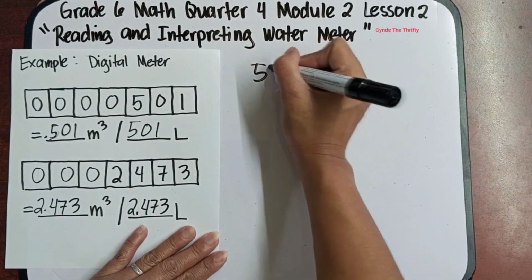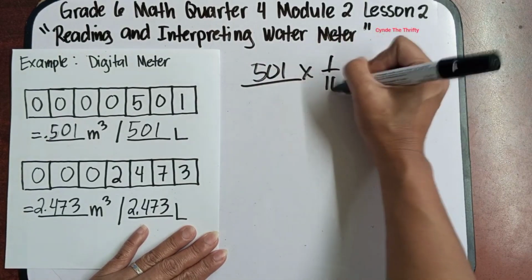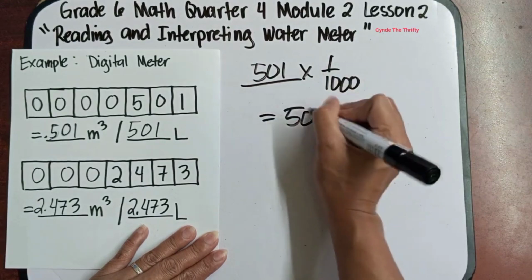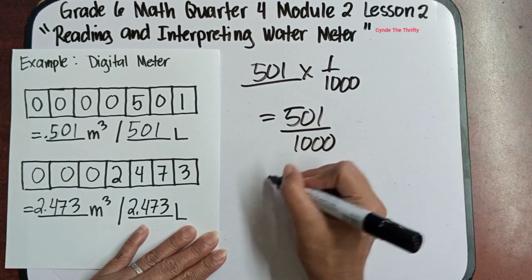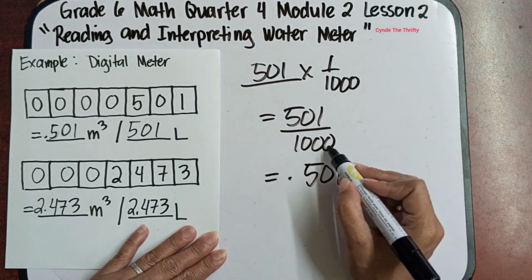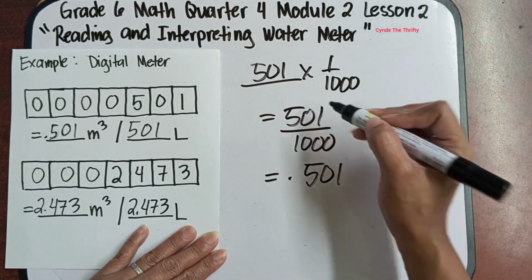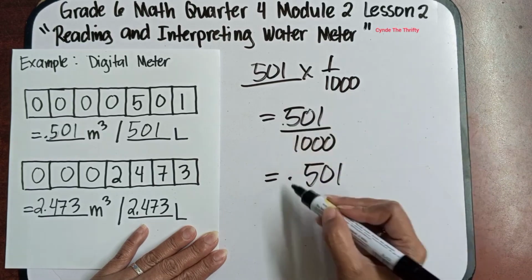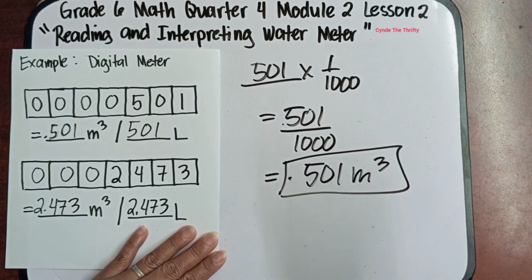Bakit naging 0.501 ang ating first reading sa ating digital meter? Kasi 501 times 1 over 1,000 is equal to 501 over 1,000. So 501 divided by 1,000 is equal to 0.501. Or simply, i-count nyo lang kung ilang zero meron tayo sa baba. So 1, 2, 3. So ang gagawin nyo dito sa taas is mag-count kayo ng decimal point 1, 2, 3. So ang sagot is 0.501 cubic meter. Ayan. Para hindi na kayo mahirapan.